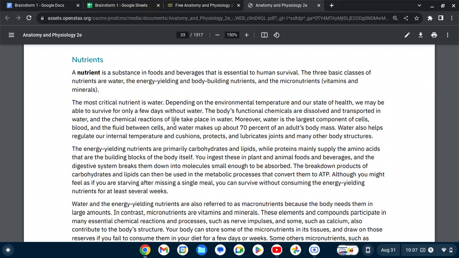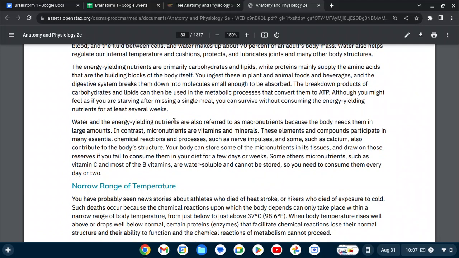The energy-yielding nutrients are primarily carbohydrates and lipids, while proteins mainly supply the amino acids that are the building blocks of the body itself. You ingest these in plant and animal foods and beverages, and the digestive system breaks them down into molecules small enough to be absorbed. The breakdown products of carbohydrates and lipids can then be used in the metabolic processes that convert them to ATP. Although you might feel as if you are starving after missing a single meal, you can survive without consuming the energy-yielding nutrients for at least several weeks.